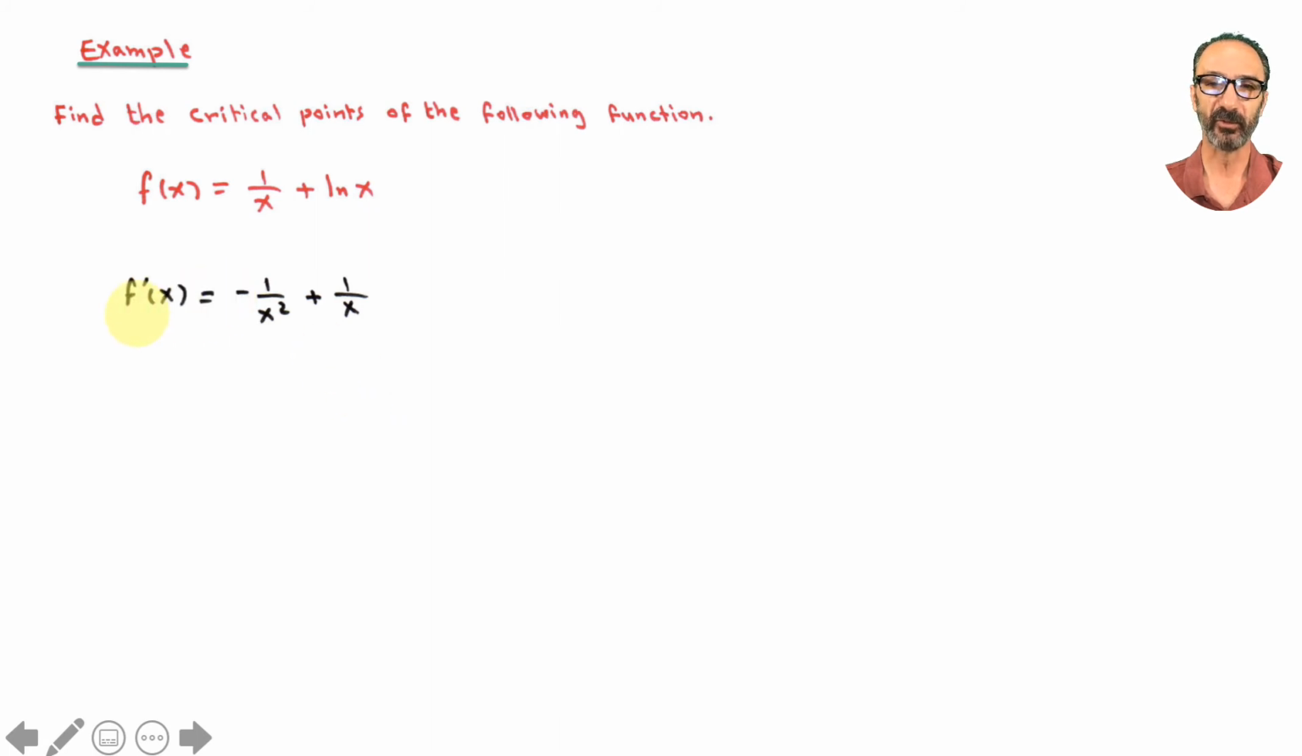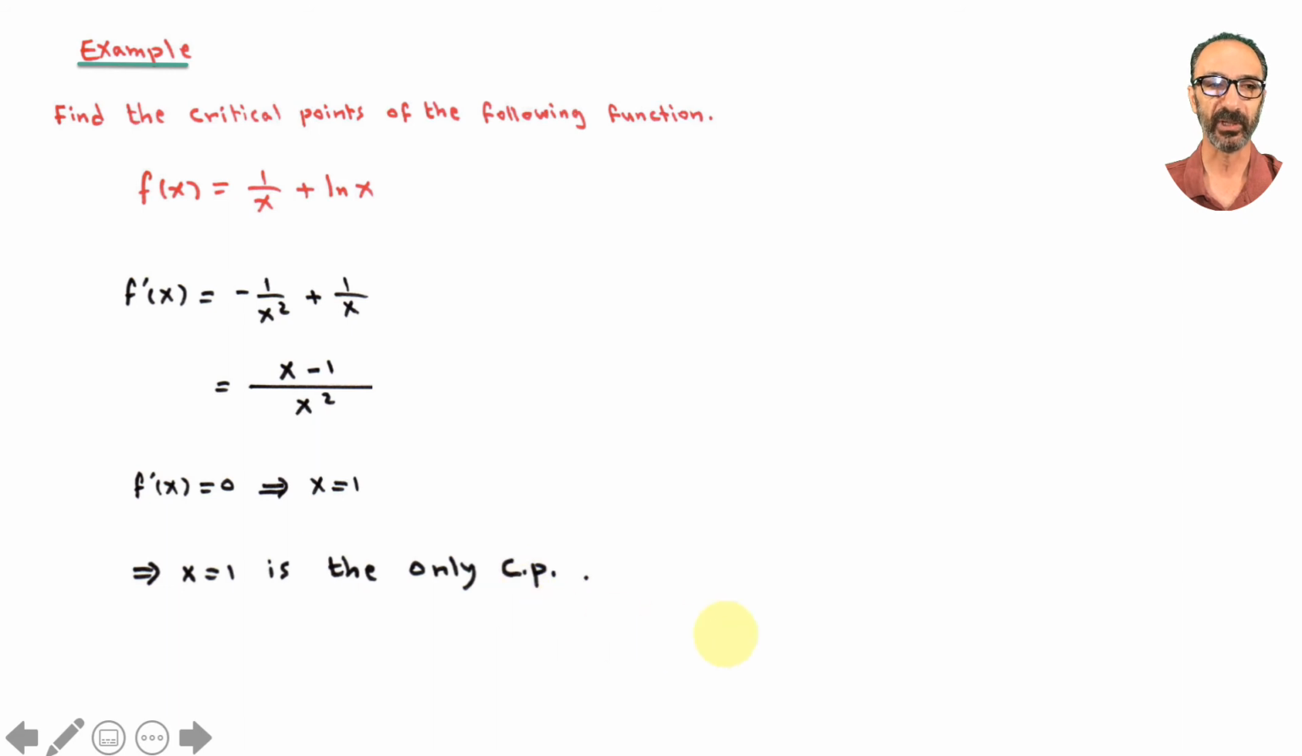Now we want f prime to be 0. We cannot leave it this way, so we're going to combine them with a common denominator, x squared. A fraction like this will be 0 when the numerator is 0. That is when x equals 1. And that's the only critical point that we have. So we are done.